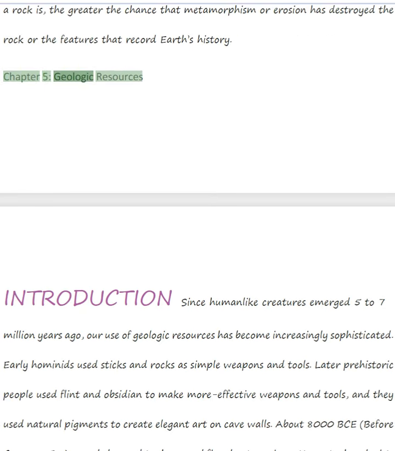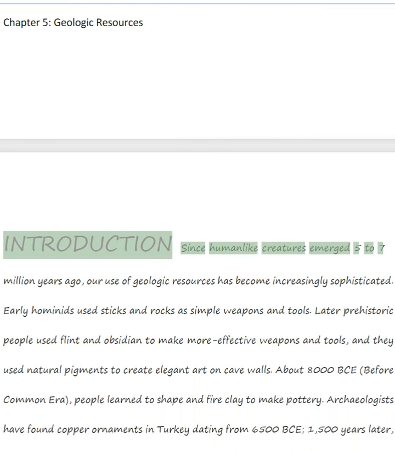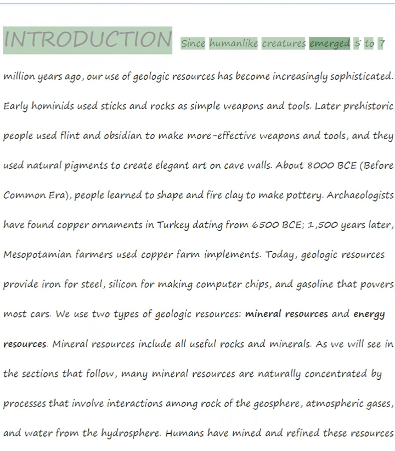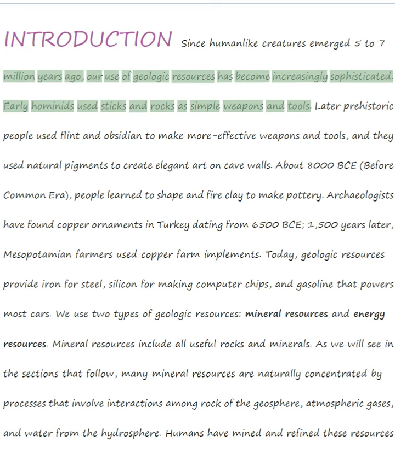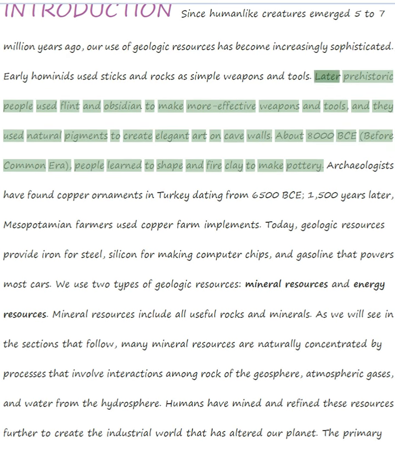Chapter 5, Geologic Resources. Introduction. Since human-like creatures emerged 5 to 7 million years ago, our use of geologic resources has become increasingly sophisticated. Early hominids used sticks and rocks as simple weapons and tools. Later prehistoric people used flint and obsidian to make more effective weapons and tools, and they used natural pigments to create elegant art on cave walls. About 8000 BCE, people learned to shape and fire clay to make pottery.